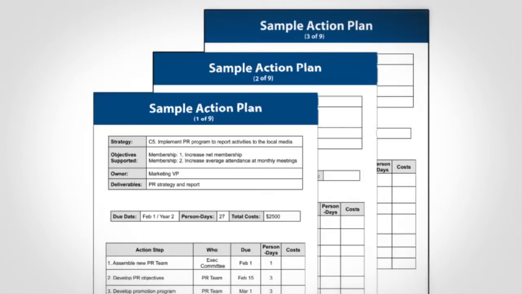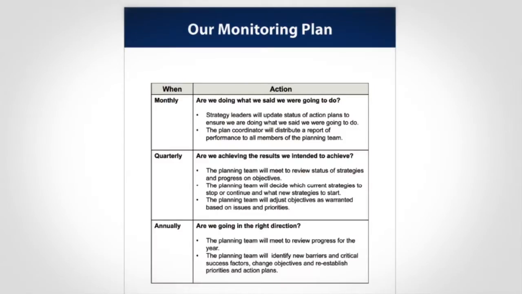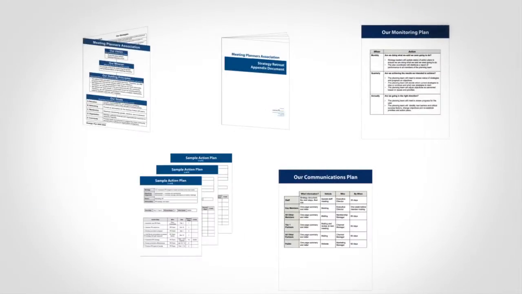The action plans, one for each priority strategy, which details the steps that will be taken to accomplish the strategic priorities. The communication plan, which describes how the plan will be communicated and to whom. And the monitoring plan, which details the approach for monitoring the implementation and success of the plan.